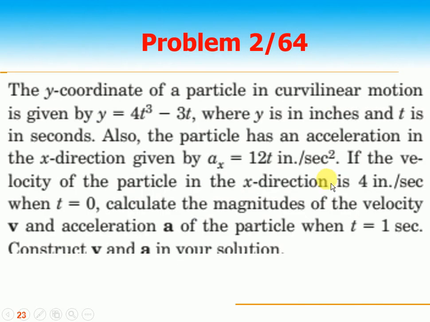Now let's move to problem 2-64. The y coordinate of a particle in a curvilinear motion is given by y equal to 4t cube minus 3t square, where y is in inches and t is in seconds. Also the particle has an acceleration in the x direction: ax is equal to 12t inch per second square. If the velocity of the particle in the x direction is 4 inch per second when t is equal to 0, calculate the magnitude of the velocity v and acceleration a of the particle when t is equal to 1 second. Construct v and a in your solution.